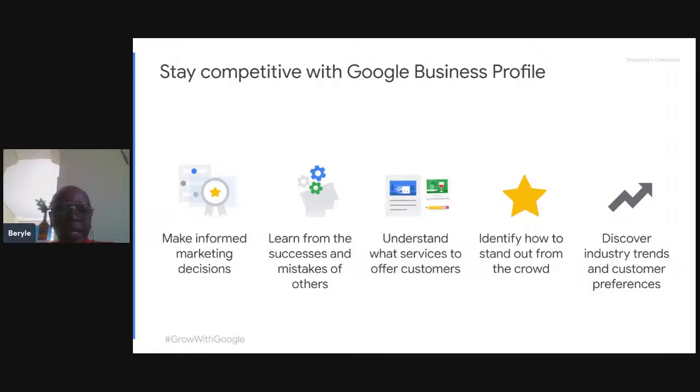I did talk about competitor analysis. You get to understand what services to offer to customers because when they come to your profile, when they click on your website, which page are they mostly visiting? All right. So you get to know the interests of your clients, you get to know their preferences, and it helps you to learn how to position yourself after that. All right. And you get to identify how to stand out from the crowd. So I talked about having a unique selling point. All right. And you also get to discover industry trends and customer preferences.